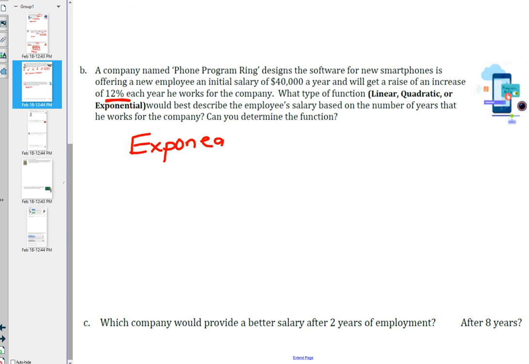Exponential. And can we determine the function? Sure. What's the initial amount? The same 40,000. What's the growth factor? Yeah, so when we first started, we had to build up on this, and I had to show you that it was 1 plus 0.12. I would hope by now you know it's just 1.12.